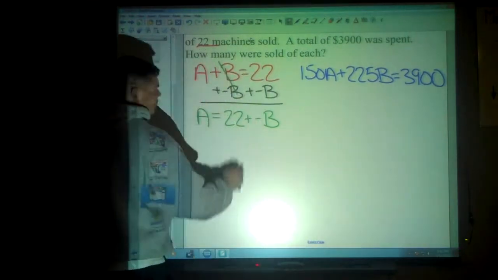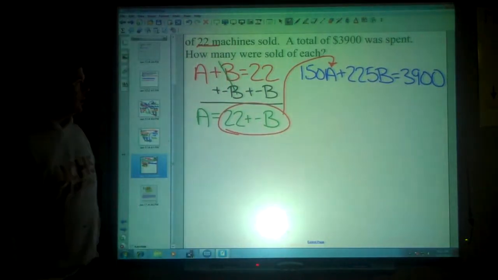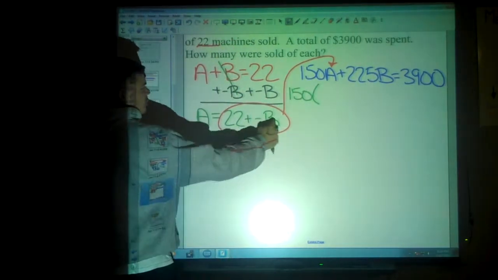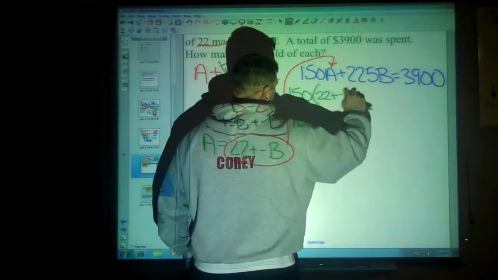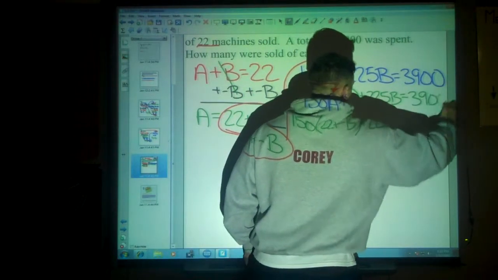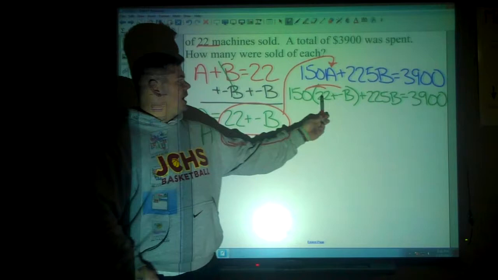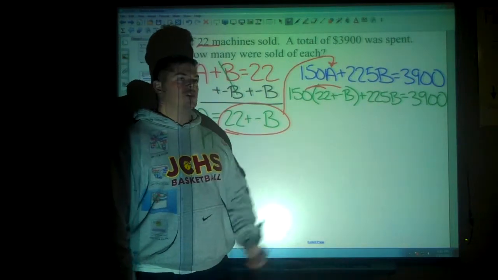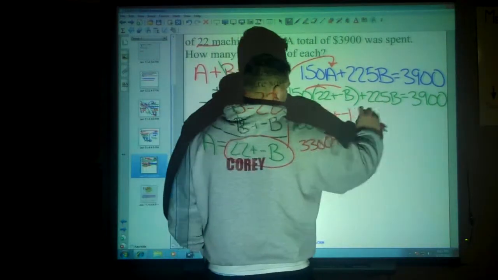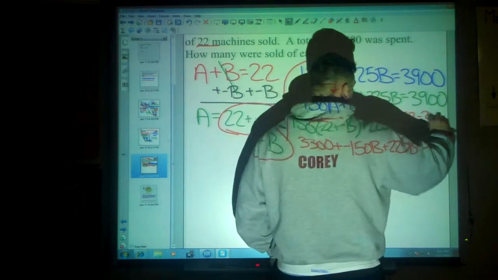Since that's what A is equal to, we get to take this and plug it in for A. Substitute it in. We now have 150 being multiplied by 22 plus negative B, plus 225B equals 3,900. We will use the distributive property here and here. 150 times 20 is 3,000. 150 times 2 is 300. So we have 3,300 plus negative 150B plus 225B equals 3,900.